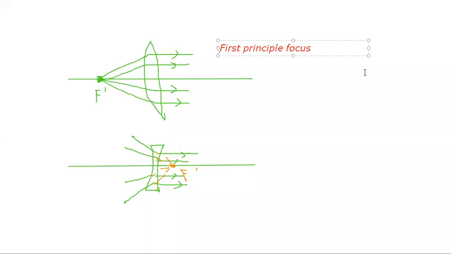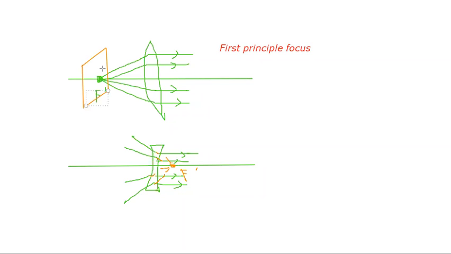We will be talking about the focal plane. The focal plane is a plane perpendicular to the principal axis, right? For example, like this, it is a plane perpendicular to the principal axis.